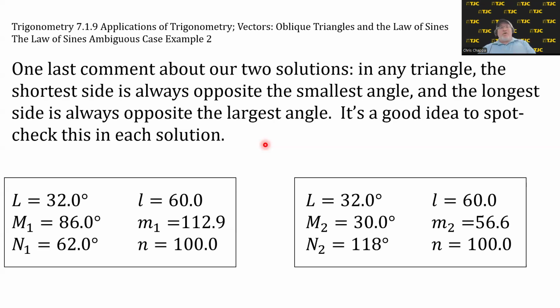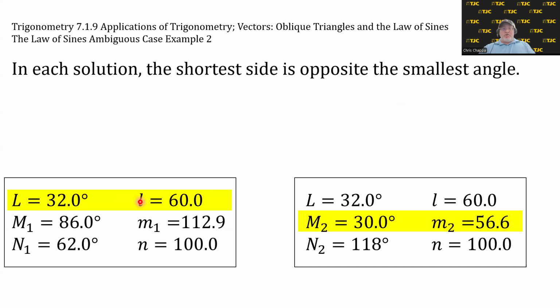In any triangle, the shortest side is always opposite the smallest angle, the longest side is always opposite the largest angle, and it's a good idea to spot check this in each solution. So in each solution, you'll notice that the shortest side, which over here was 60, is opposite the smallest angle, which was 32. In our second solution, the shortest side, 56.6, is opposite the smallest angle, 30.0 degrees.